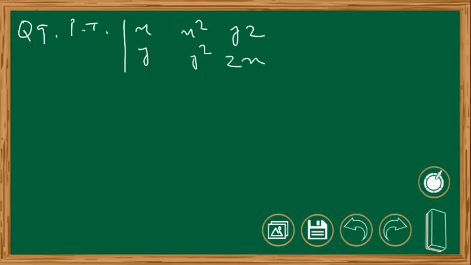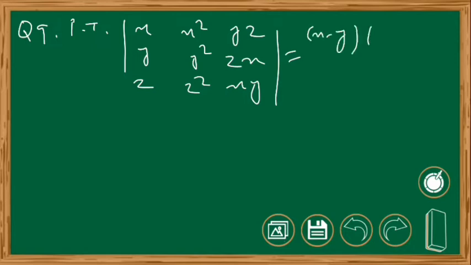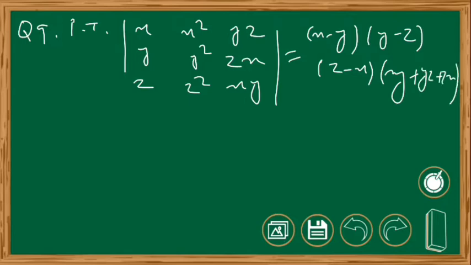This is our question number 9. It is asked to prove that the determinant with rows x square, yz, x; y square, zx, y; z square, xy, z is equal to (x minus y)(y minus z)(z minus x) multiplied by (xy plus yz plus zx). So this is the question. Now first I will write the question and I will start from LHS.